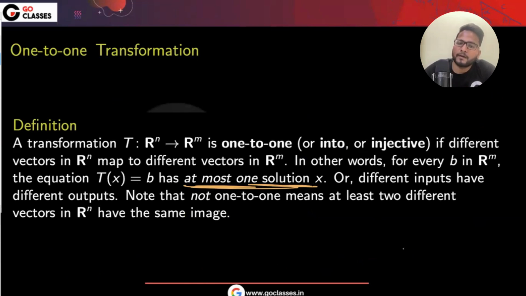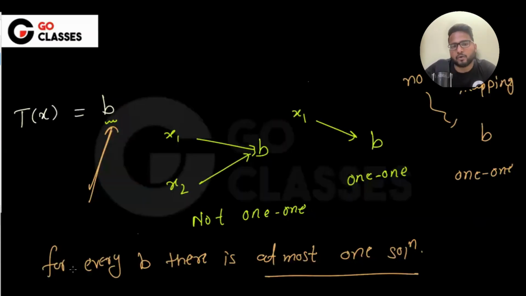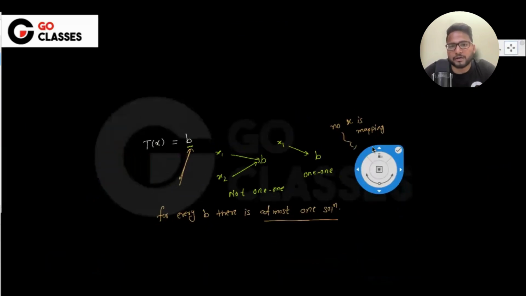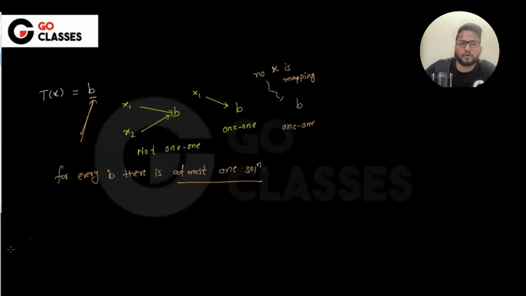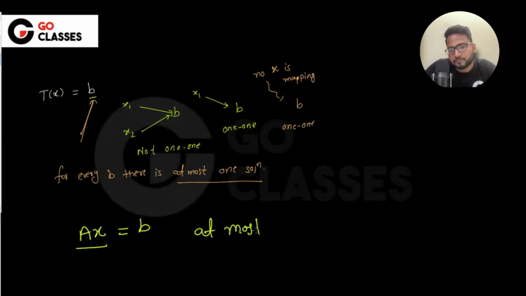Okay. Now if that is the case, you tell me what should be the conditions. Yes, Ajay just told me the conditions on the columns of A. So if we have Ax equal to B and you want at most one solution, then what does this mean? It means the columns of A should be linearly independent, right?